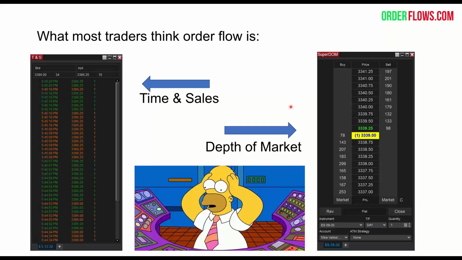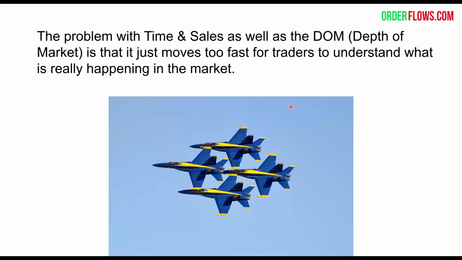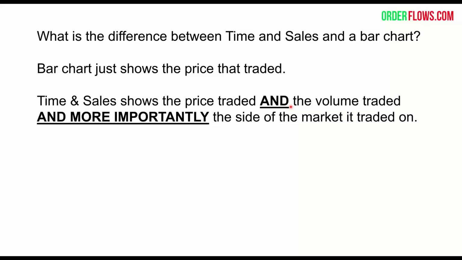Okay, but the problem with time and sales, the problem with the depth of market, the price ladder, is they move super fast. And it's hard for a lot of traders, especially traders new to trying to understand order flow, to make heads or tails of what's happening. If you've ever watched Formula One or watched the Blue Angels flying in the sky, trying to take a picture of a car going 200 miles an hour, or a jet flying in the sky, it's very difficult, right? So trying to look at time and sales and trying to look at the price ladder sometimes is very difficult because it's moving so fast, right? You want to take that information and put it into a format that's easy to read.